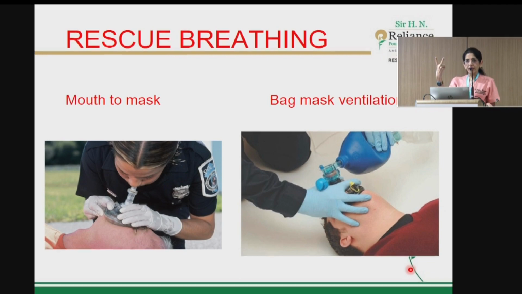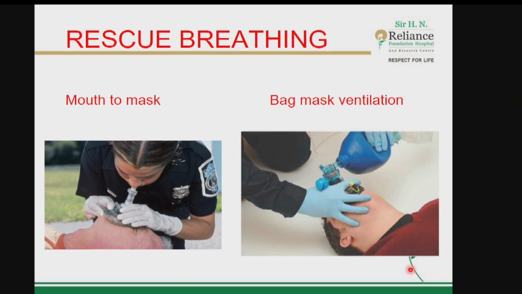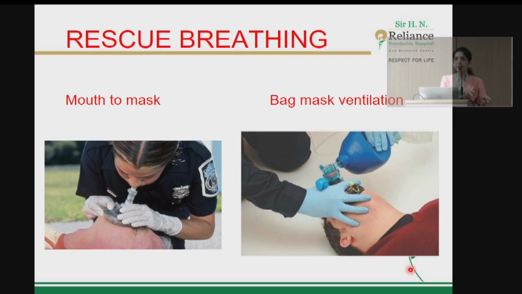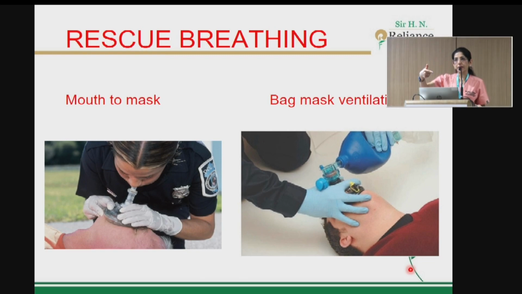But if there are 2 rescuers, now you've already called for help. Now if the second rescuer has arrived there, then maybe that person can stand on the head end and give the ventilation. In that case, you can give the ventilation with an ambu bag. But if you are a single rescuer, give the compression. After 30 compressions, you give the 2 ventilations from the same side without going to the head end of the patient, with a pocket mask, or you can give mouth to mouth breathing. The ambu bag is to be used in case of 2 rescuers.